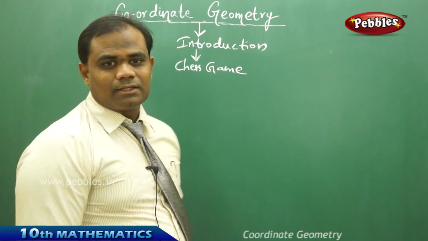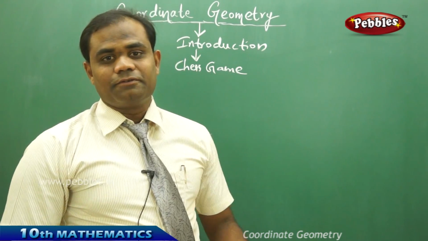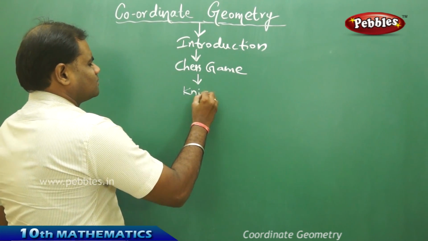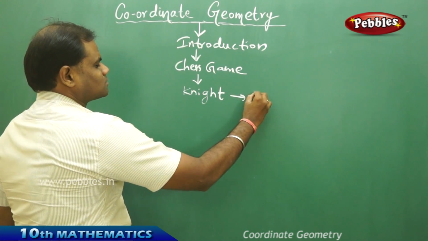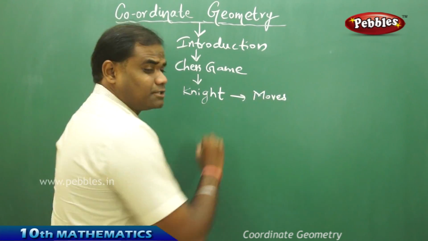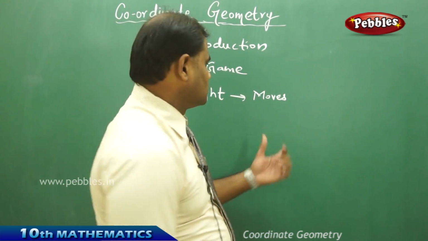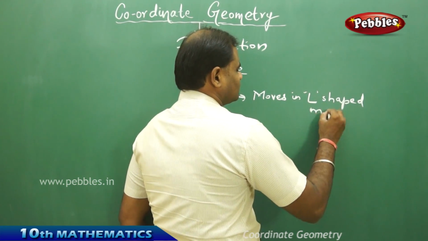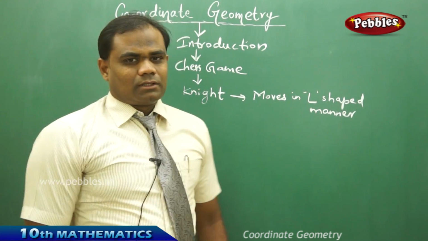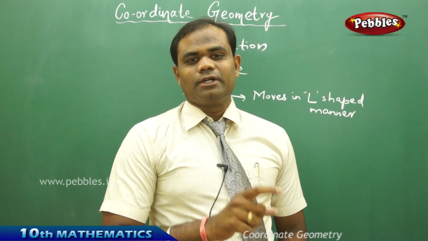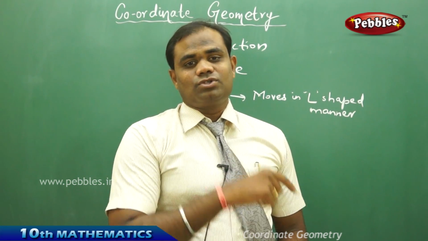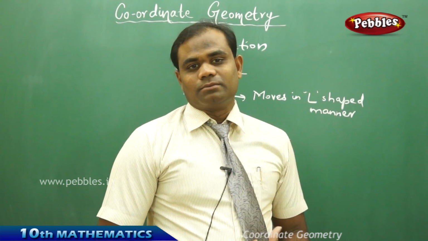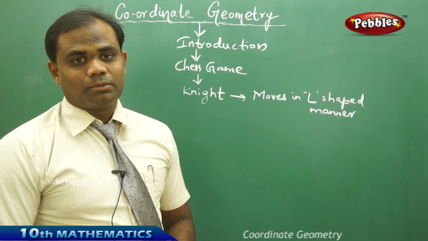Then we know that there are different pieces which have different rules in the game of chess. Say for example, I take the knight. The knight in the chess game always moves in an L-shaped manner. So how do we know how many units it has moved in L shape to right and top, or right and bottom, or left top, left bottom, is how we are going to connect with coordinate geometry.